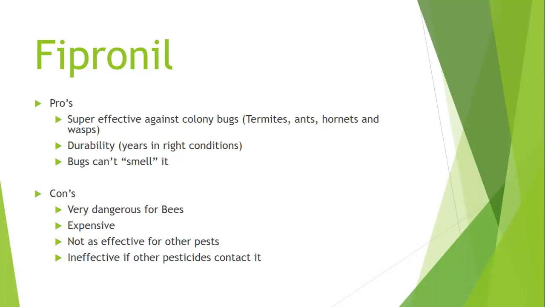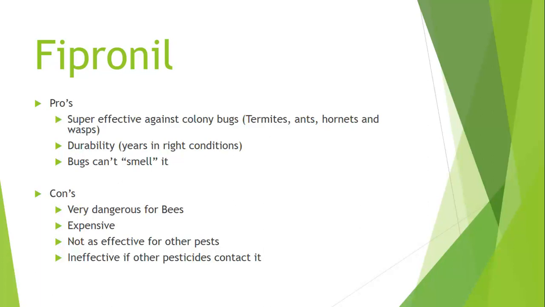Another problem with it too is that the last bullet point says ineffective if other pesticides contact it. That is not to say that if I sprayed bifenthrin on this, fipronil would degrade and be gone, but rather the bugs would be able to smell the bifenthrin, and that would completely null and void the effectiveness of the bugs not being able to smell it, because now they could smell the bifenthrin that's there, and the bugs will avoid it.